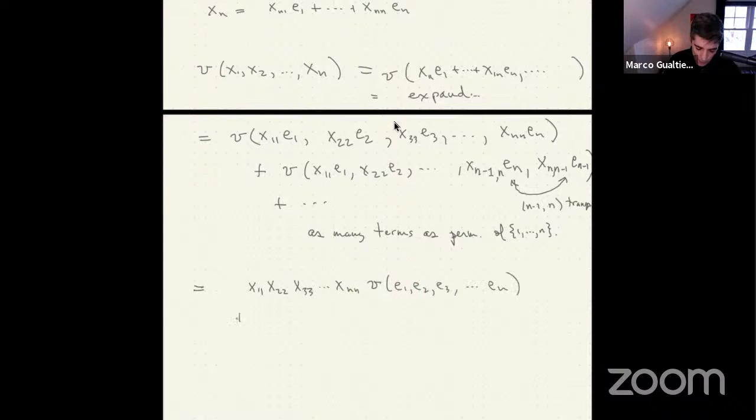The next term will be x11, x22, all the way to xn minus 1 n, and then I do xn n minus 1 times the volume of E1, E2, up to en minus 2, and then I have en here, and then en minus 1. And I'm going to have a whole bunch of terms like this.